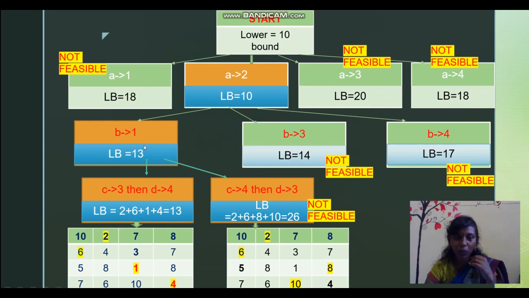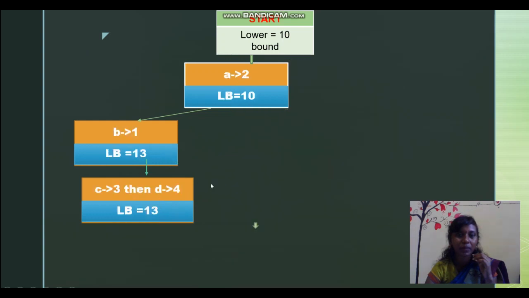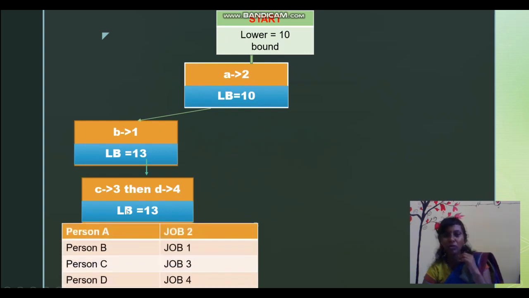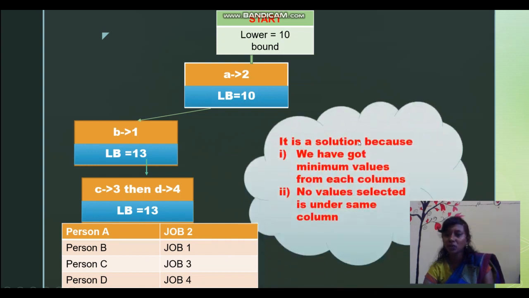So this is our lower bound calculation. Based on this we have retrieved our answer. Yes. So A is 2, B is 1, C is 3 and D is 4. So this is our final answer. So it is a solution. Why is it a solution? Because we got a minimum value for each column as much as possible. No value is selected under the same column. See, for A it is 2, B is 1, C is 3 and D is 4. So we got a final answer.